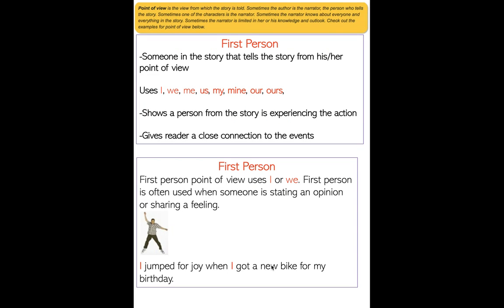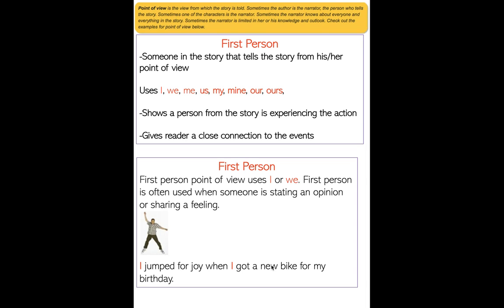All right, so point of view is the view from which the story is told. Sometimes the author is the narrator, the person who tells the story. Sometimes one of the characters is the narrator. Sometimes the narrator knows about everyone and everything in the story. Sometimes the narrator is limited in her or his knowledge and outlook. All right, so we're going to look at the different types of point of view.